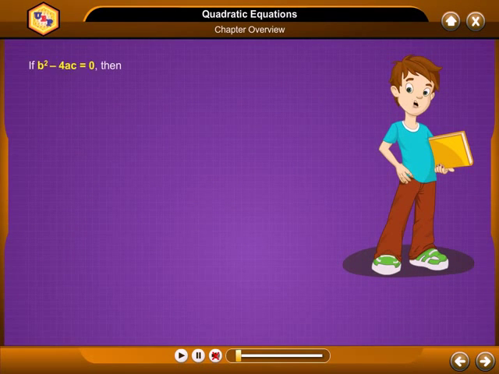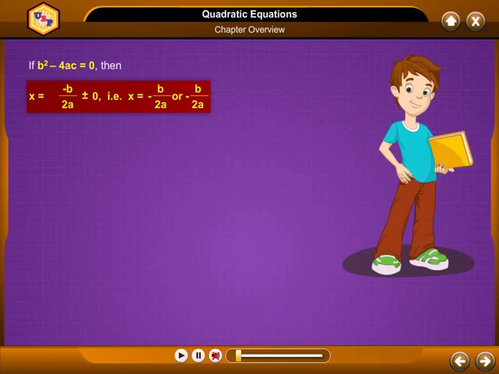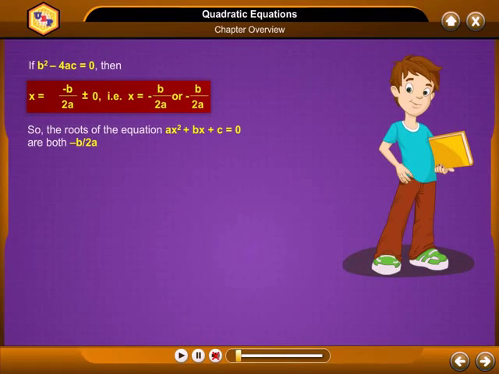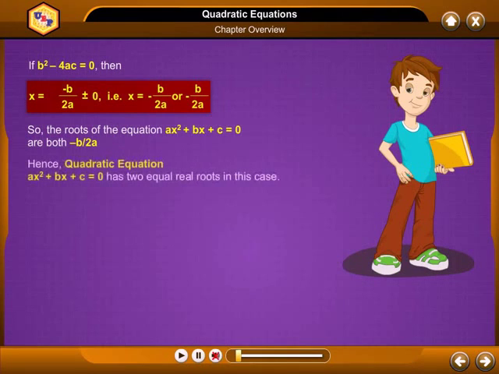If b square minus 4ac is equal to 0, then x is equal to minus b upon 2a plus minus 0. That is, x is equal to minus b upon 2a or minus b upon 2a. So, the roots of the equation ax square plus bx plus c equal to 0 are both minus b upon 2a. Hence, quadratic equation ax square plus bx plus c is equal to 0 has two equal real roots in this case.